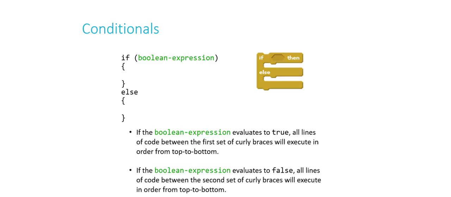And that's analogous to what you see here for C. If Boolean expression, do the stuff between the first set of curly braces, else, do the stuff between the second set of curly braces. So if the Boolean expression is true, we'll do whatever's between the first set. If the Boolean expression is false, that would trigger the else, and we would do whatever is in the second set of curly braces. Again, top to bottom, all the lines in between the braces.